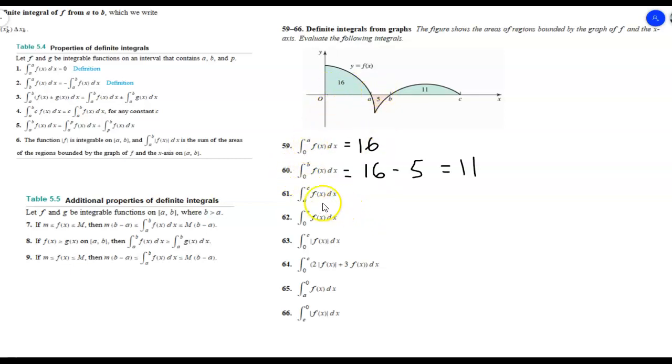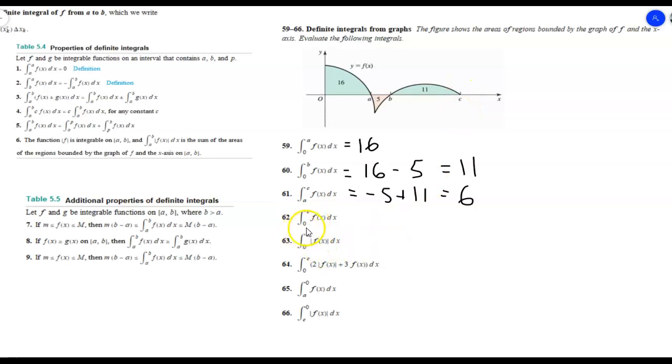All right. How about from a to c? So this is going to be negative 5, because we have to subtract that area out, plus 11. So that's going to be equal to a positive 6. It's positive because there's more area above the x-axis than below the x-axis going from a to c.